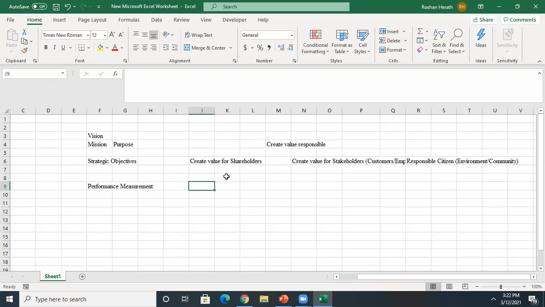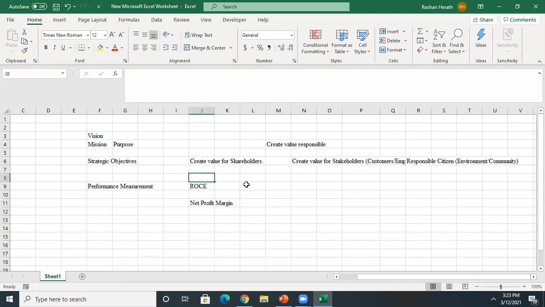In order to ensure that, they are having different performance indicators. For example, when it comes to creating value for shareholders, they are looking at ROCE, return on capital employed. Then at the same time, they may be looking at the net profit margin, another ratio they are interested in, even the gross profit margin. So that is what we call the performance indicators. These are financial performance indicators.